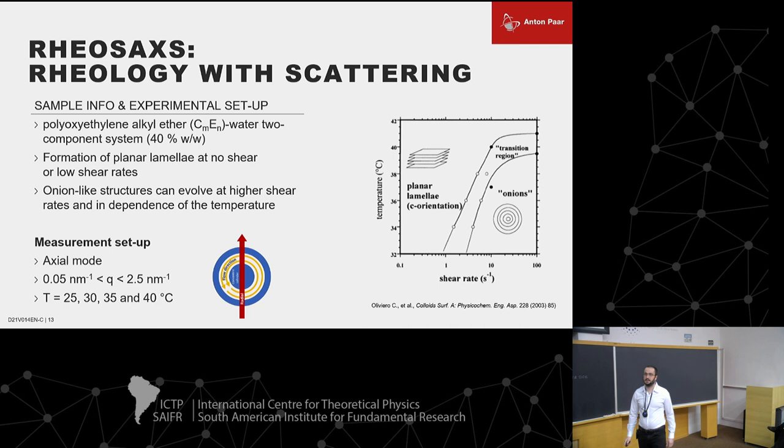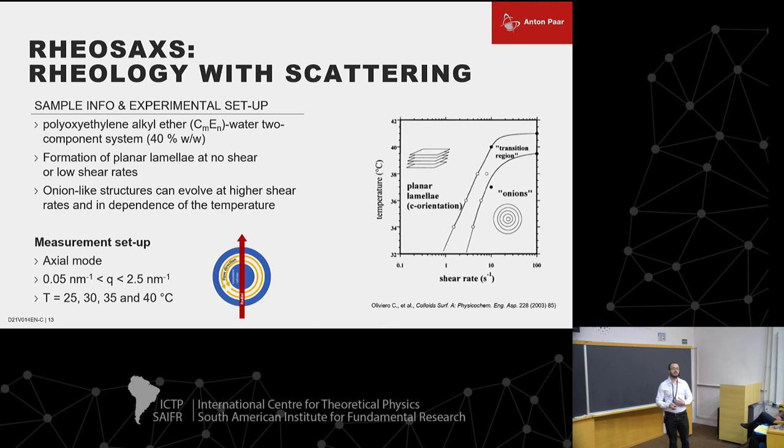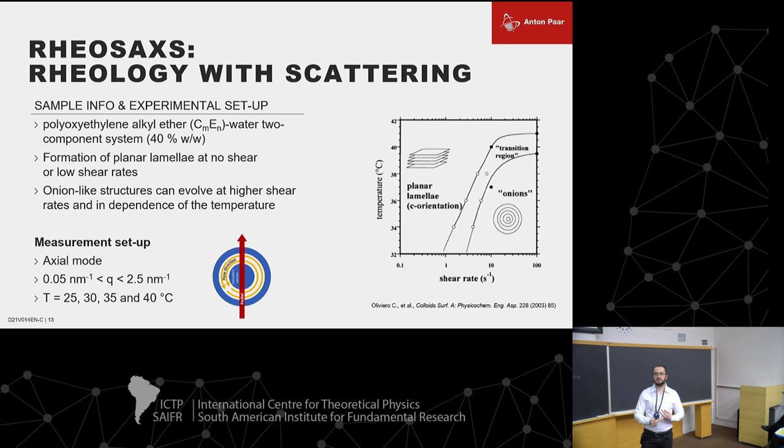So the surfactant used was a mixture, actually, of polyethoxyethylene ethyl alkyl ether with water, using 40% in weight. And it's known in the literature that this material, under different shear conditions, changes from the lamellar structure, or well-oriented, to the onion-like structure. And this kind of structure will give different properties to the surfactant, for example, solubility, diffusion, viscosity as well. And these properties are really interesting for the final application of this surfactant.